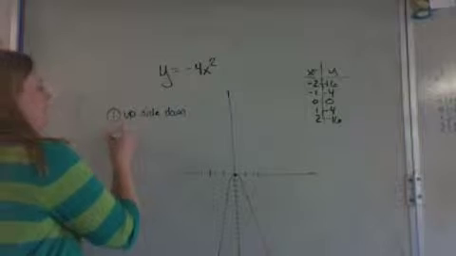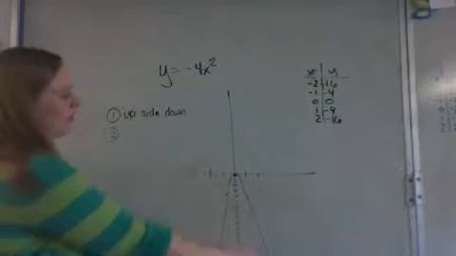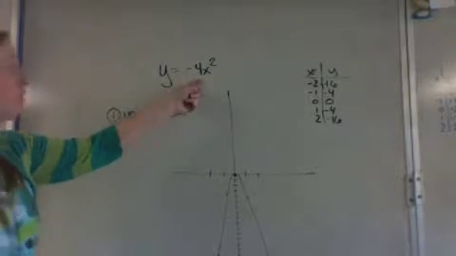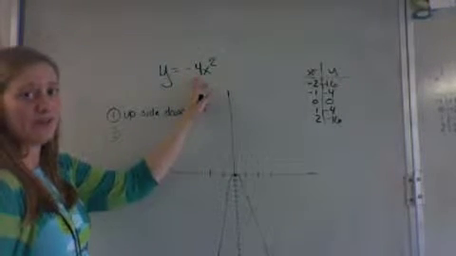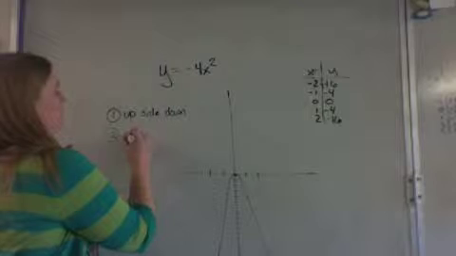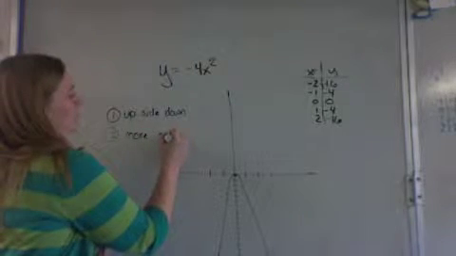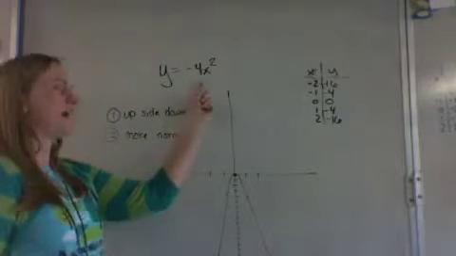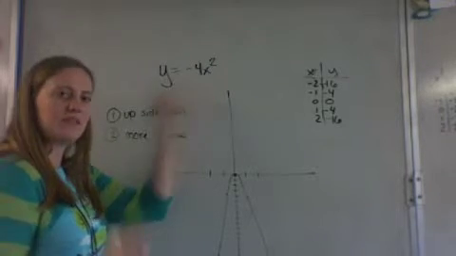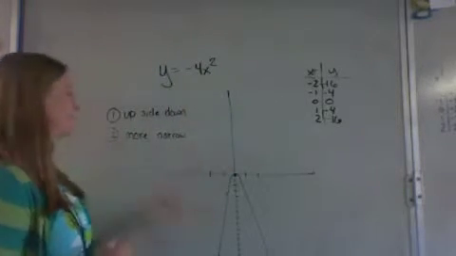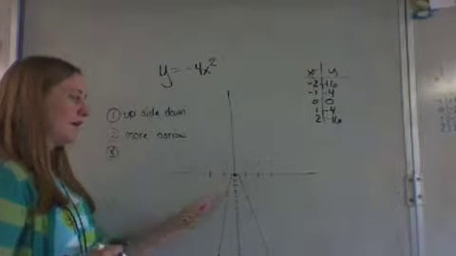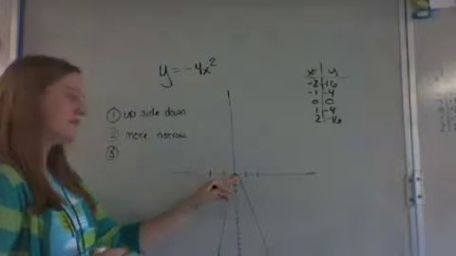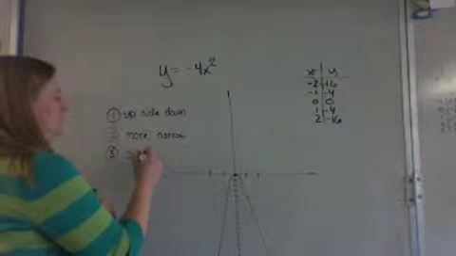Another thing about this is that it is much more narrow, and the reason I know it's more narrow is because it has an a value of 4, so it's going to be more narrow. Remember that if it had a value of 1/4, that would mean that it's wider. Okay, and then the third thing that I want to compare is the vertex itself, and this actually has the same vertex.